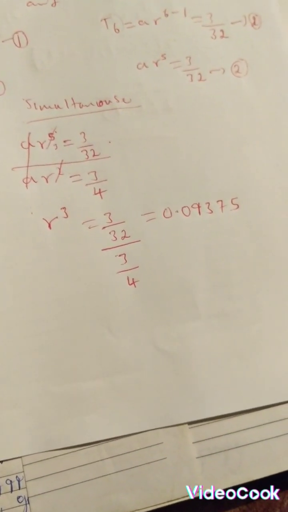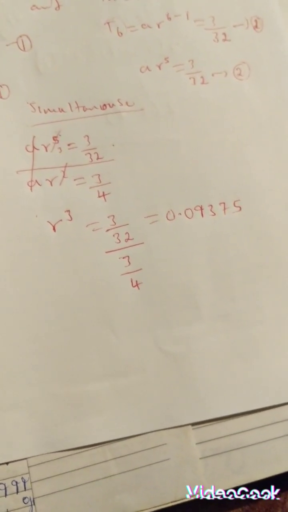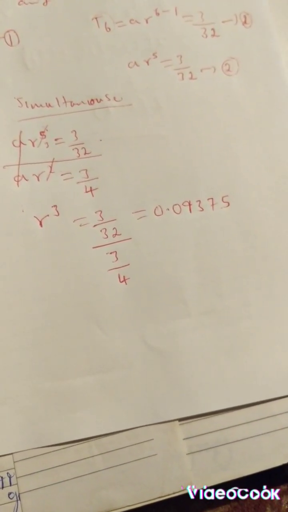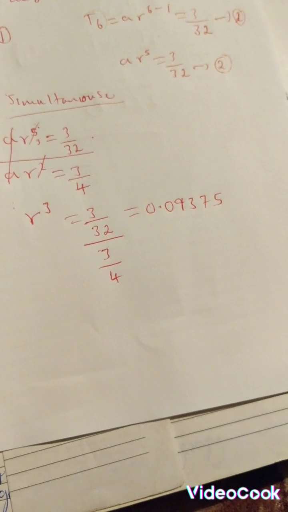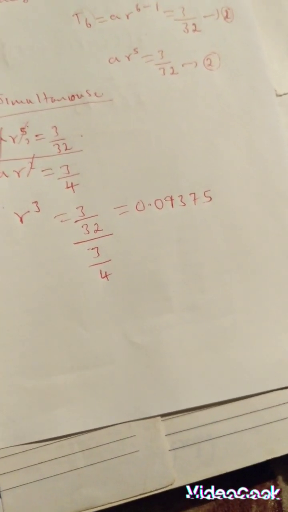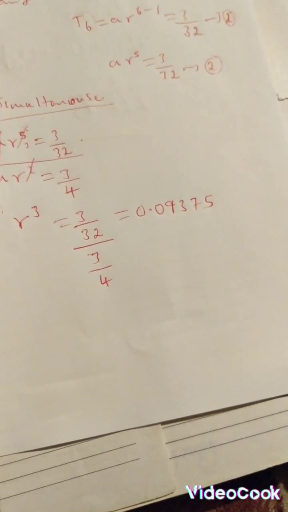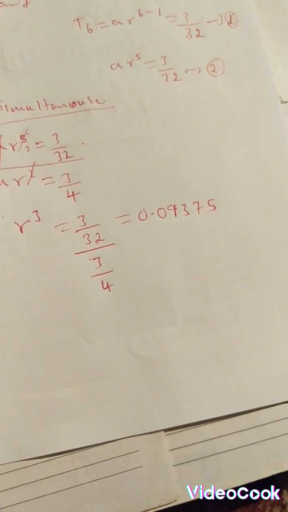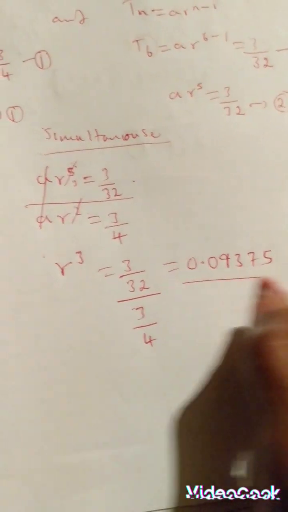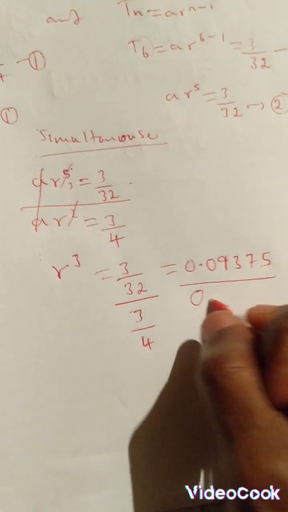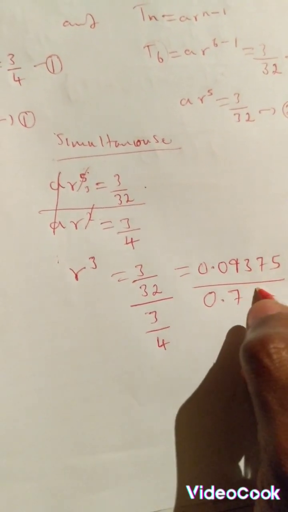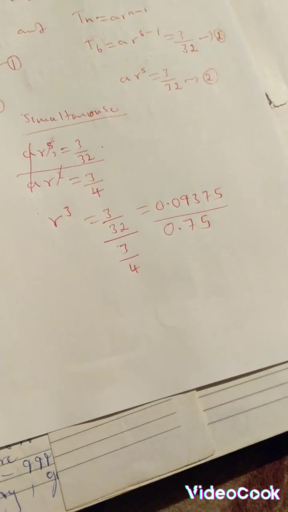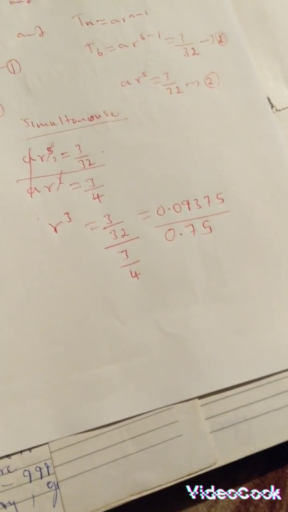Then also you say 3 divided by 4. What are you getting? You're getting 0.75. These are the numbers that you are getting.